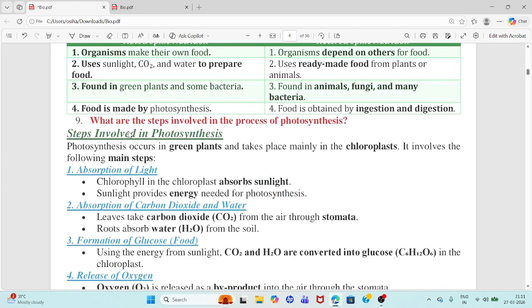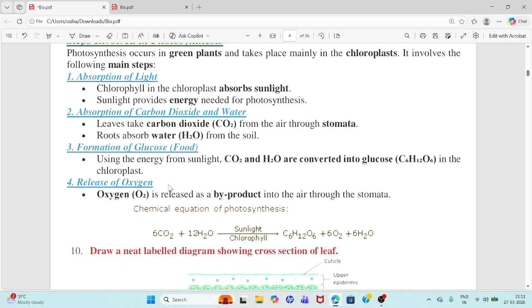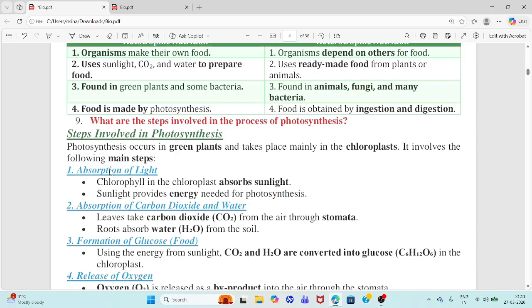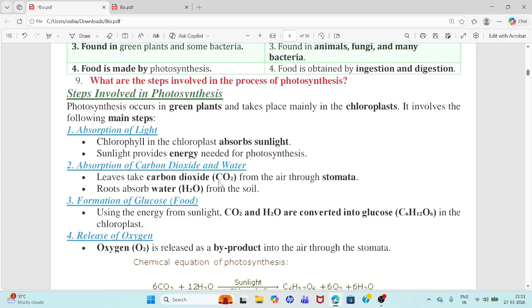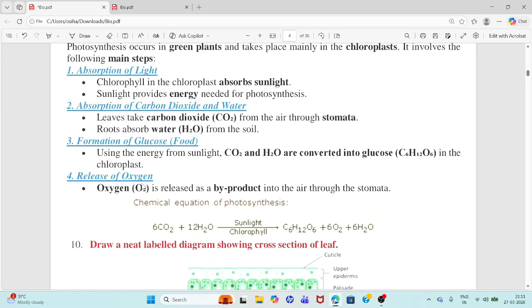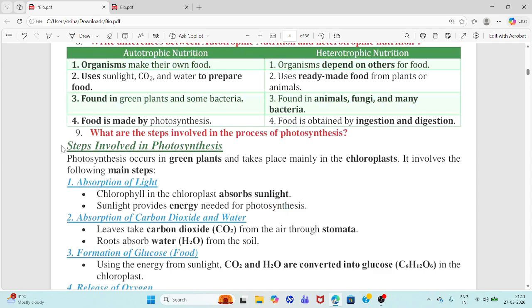Ninth question. What are the steps involved in the process of photosynthesis? These are the steps, four steps you can see. First step, absorption of light. Second step, absorption of carbon dioxide and water. Then formation of glucose, and release of oxygen.